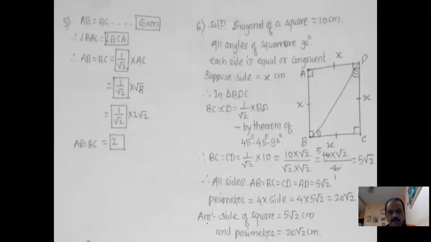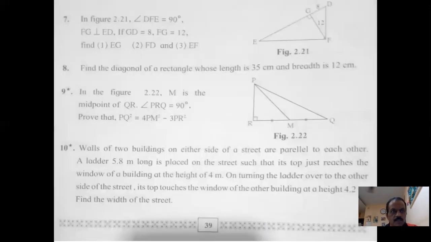And we write the answer like this. The side of the square is equal to 5 root 2 centimeter, and the perimeter of this square is equal to 20 root 2 centimeter. This is the answer of the sixth question. And now the seventh question is here in the figure. Angle DFE is equal to 90 degrees.